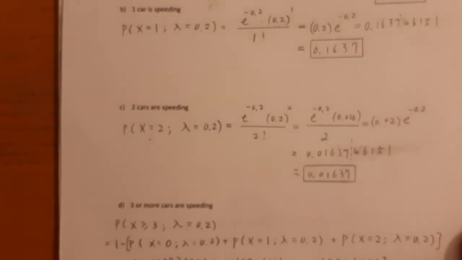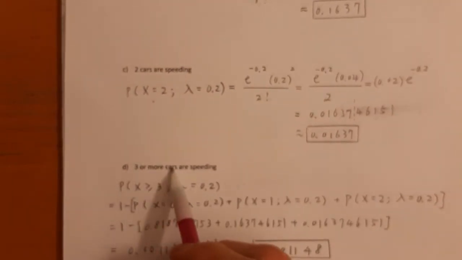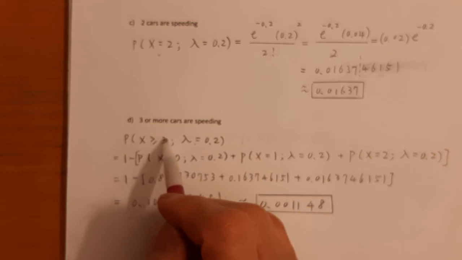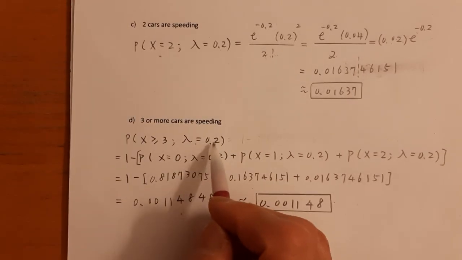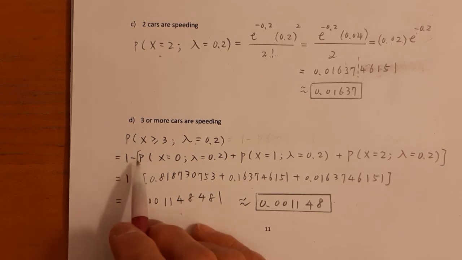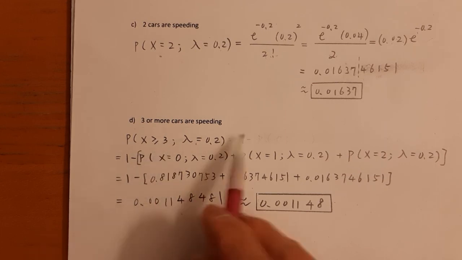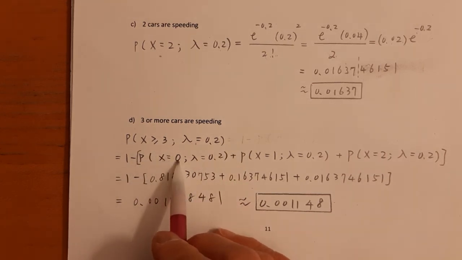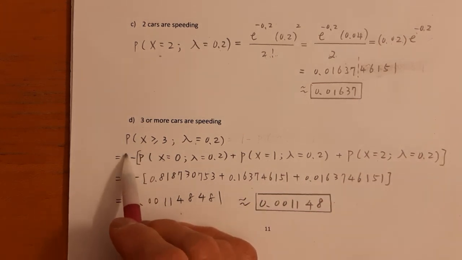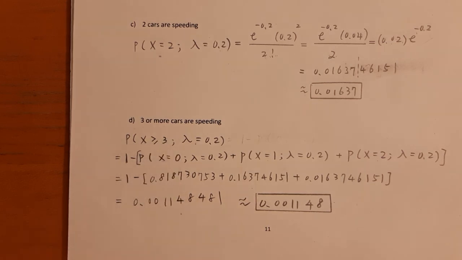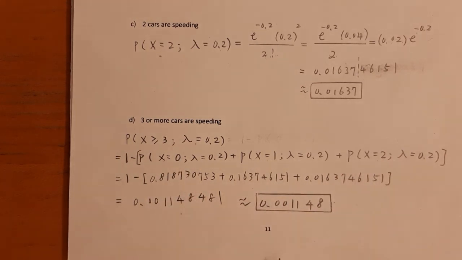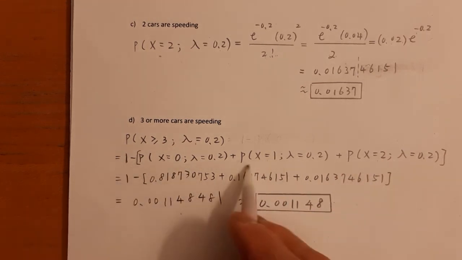Then next, 3 or more cars are speeding. So that means finding the probability of x greater than or equal to 3. And lambda equals 0.2. Use the Poisson distribution. So it's the same as 1 minus the probabilities below 3. So you take off when x equals 0, when x equals 1, when x equals 2. Those you take off. That leaves x greater than or equal to 3. And before 3 is 0, 1, 2, which is not counted. So the total is 1 minus those.